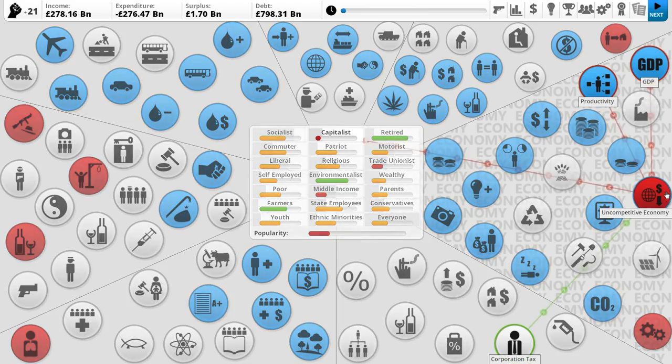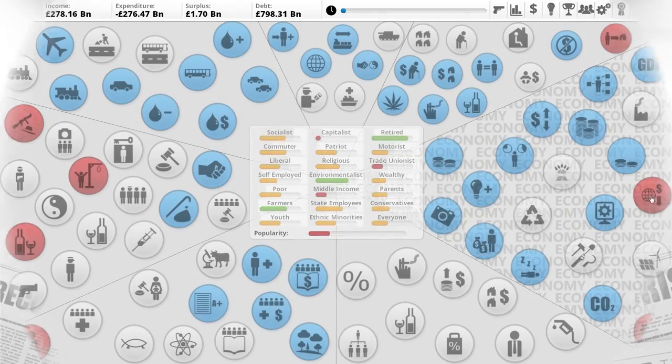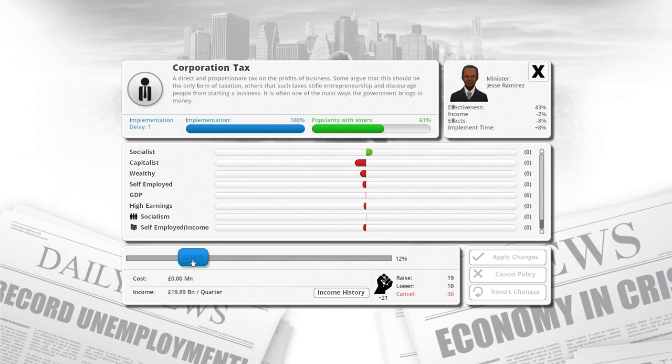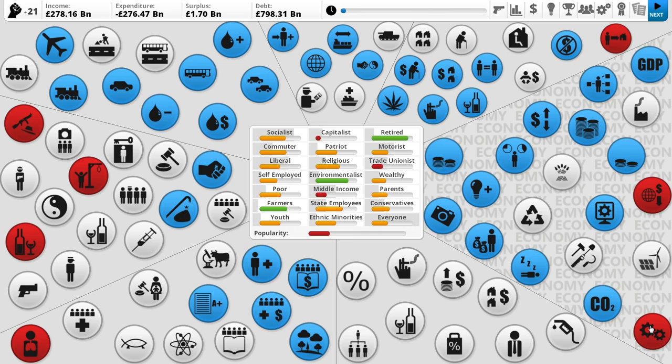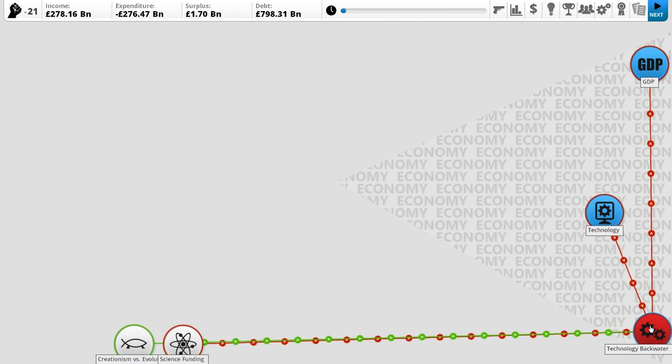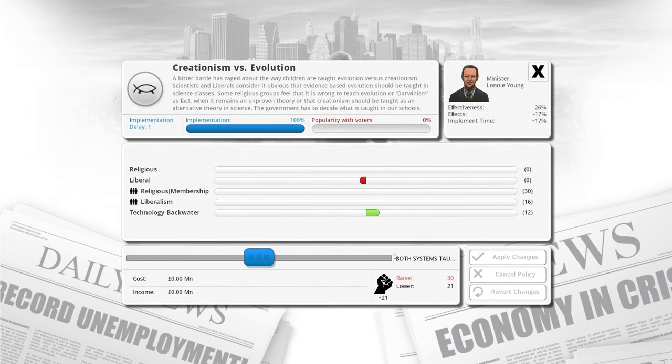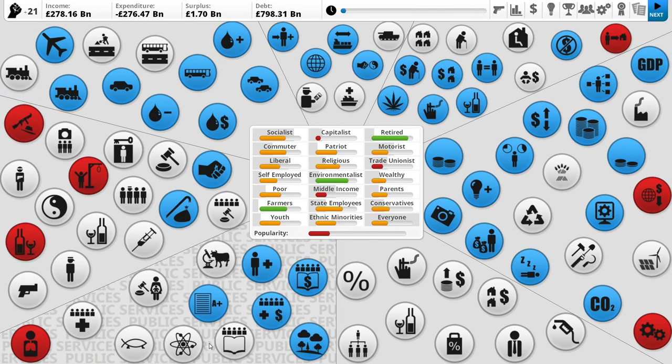Uncompetitive economy, which is being caused by corporation tax. Corporation tax, it's making a lot of money, but it's got some problems with it as well. And what's this problem down here? Technology backwater, caused by this, creationism versus evolution, both systems taught. Let's see. Actually doing this, although making the religious people hate us would boost the liberals by about plus 20%, minus 20%, it's about the same. Raising is going to take 30, but that will help with the technology backwater situation. But we're going to have to do that another turn, but that's on the to-do list.